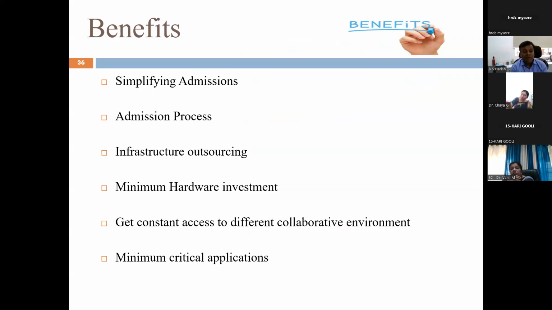And then you have minimum hardware investment, right? So I don't think that is a minimum hardware, so no hardware itself. Hardly you need one computing machine in order to exchange the information between the cloud and the application, and minimum critical applications. Try to keep as minimum as possible, especially the critical applications that we are going to encounter. So these are some of the benefits that we can find, especially if we apply the cloud.